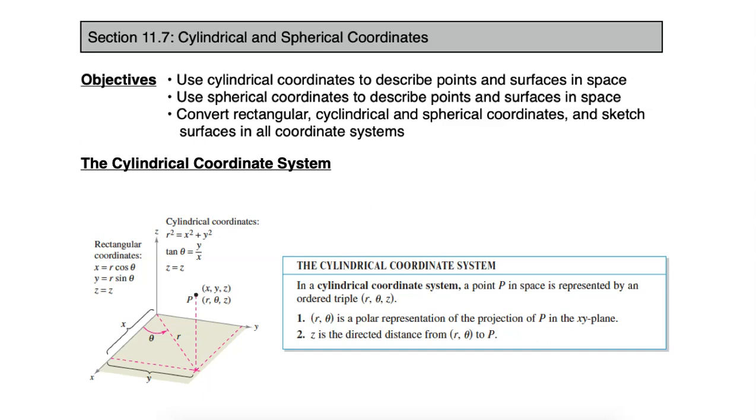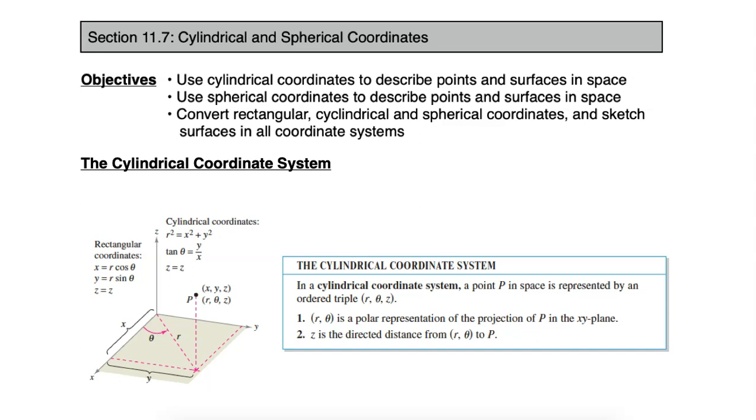Okay, welcome to the last section of Chapter 11, Cylindrical and Spherical Coordinates. In this section, we'll learn about two other ways of describing where a point is in space. When we use XYZ, we are using rectangular coordinates, but there are two other ways that allow us to explain where a point is situated in space.